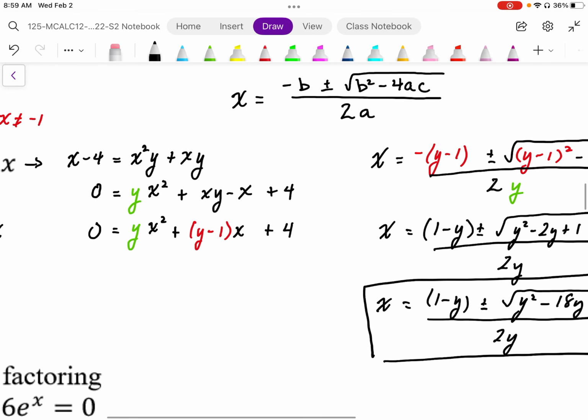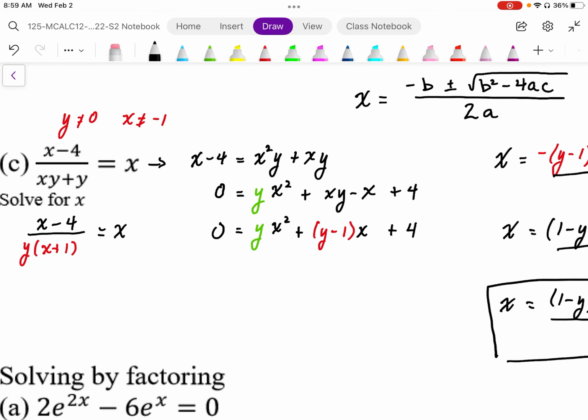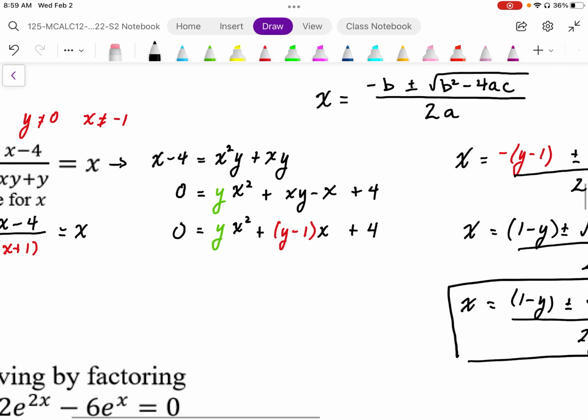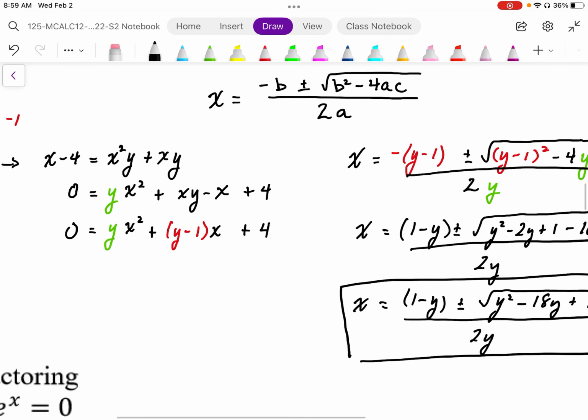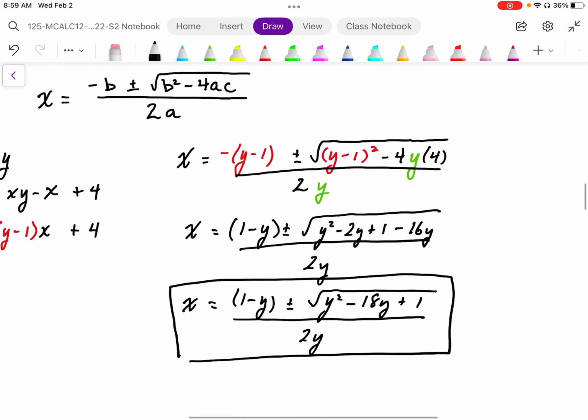Okay, but the key again is we need to try to isolate the x, get the x out of the denominator, identify that it's a quadratic. Once it's a quadratic, we have to identify the coefficients, and then we can apply the quadratic formula.